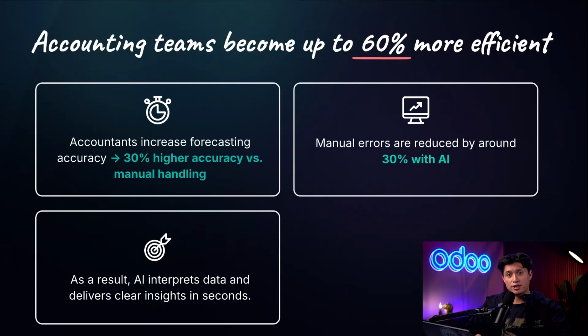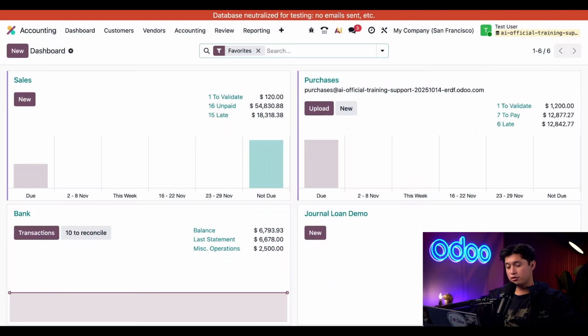This helps accounting teams become up to 60% more efficient, increase forecasting accuracy by 30%, and even reduce manual errors by around 30%. So let's hop into our database and see what Odoo AI can do. Here we are, starting things off on our main accounting dashboard.